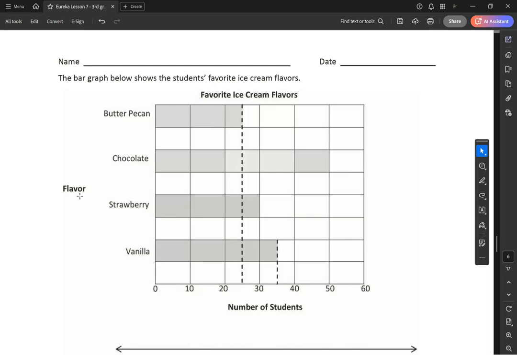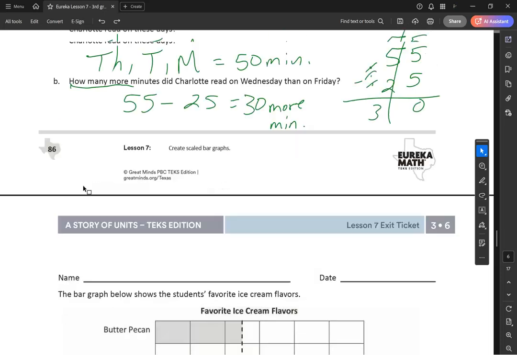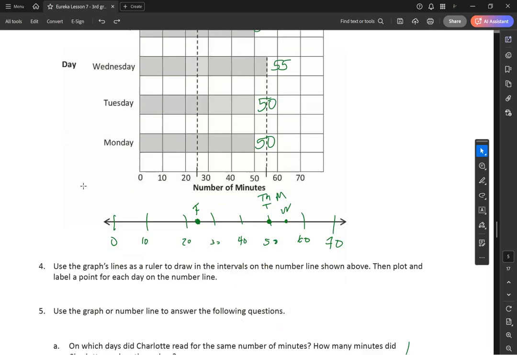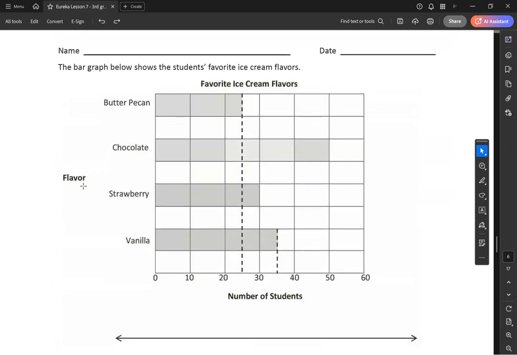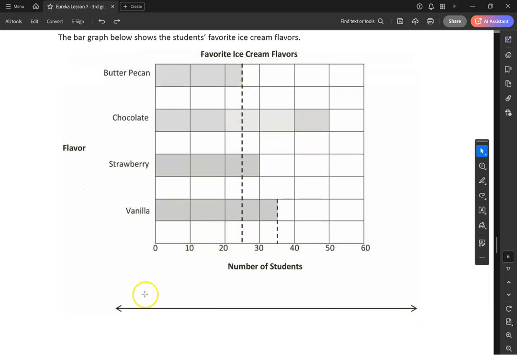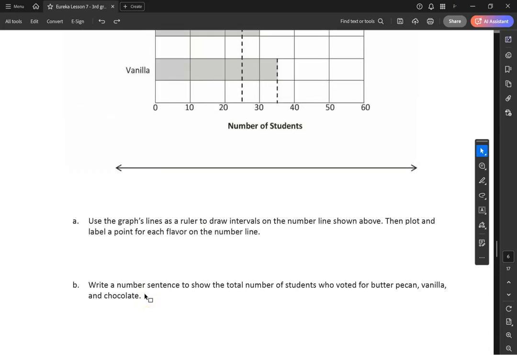The bar graph below shows the students' favorite ice cream flavors. You have the title, favorite ice cream flavors. You have the flavors here, number of students here. Okay. Now, if you look at this, this is very similar to this. So maybe you can look at this to help you do this. So label, and then label your number line, and then you answer the questions.